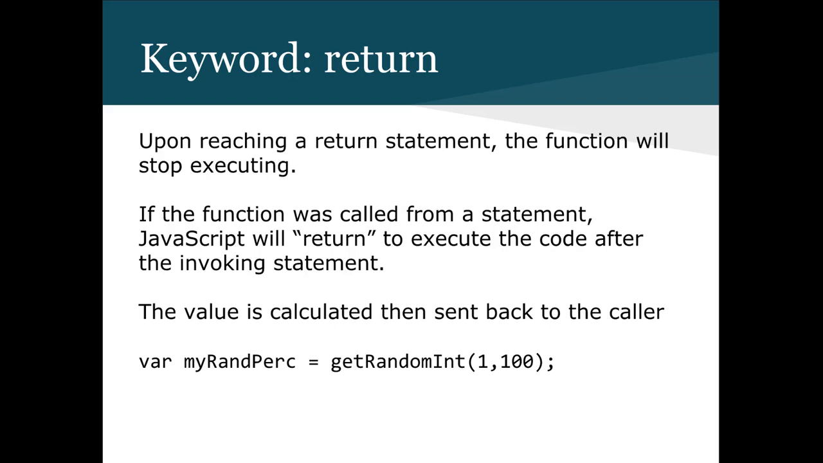I like to think of return as a question asked and answer given. So in essence, we are saying, hey JavaScript, give these two numbers to the function getRandomInt and have it give me a number between those two. It comes back with a value of 73. That number gets stored in the myRandPerk variable.